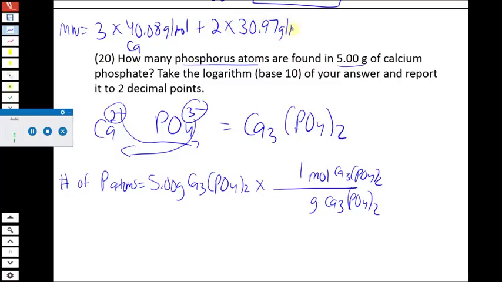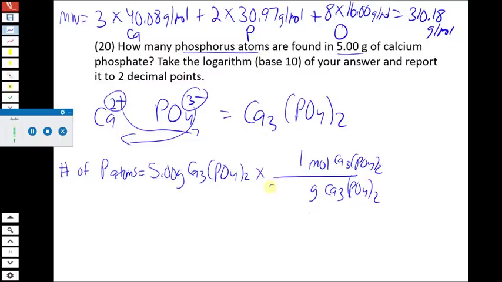And then for oxygens, we have 4 from each phosphate, 2 phosphates for a total of 8 oxygens with an atomic mass of 16 each. What we come up with for the molar mass of this compound is 310.18 grams per mole. That's the number of grams of compound in 1 mole. So if we divide by that number, that'll give us the number of moles that we have in this 5-gram sample. So that gives us moles of compound.